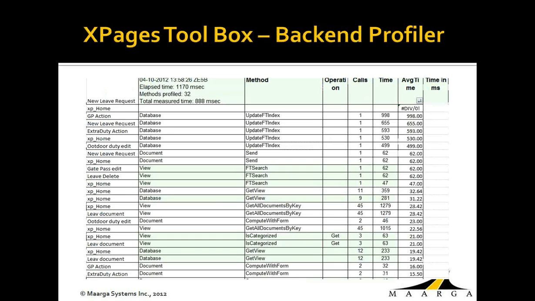Similarly, this is the sample view of a backend profiler that I just showed you. If you can see from here, there is something called get all documents by key, which is being called 45 times in 2 places. So obviously, these are some places that we need to watch out for and go and optimize. Probably by caching it or storing it in a variable so that it is available for use globally and all that.